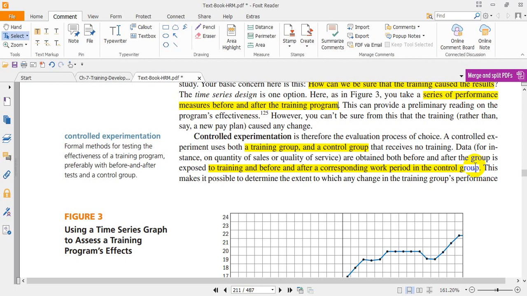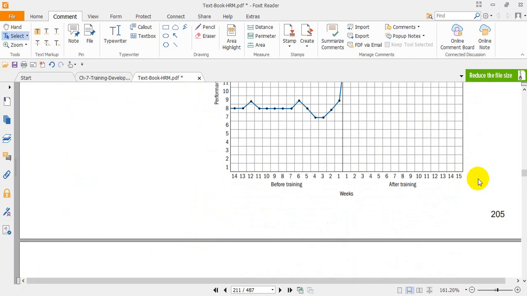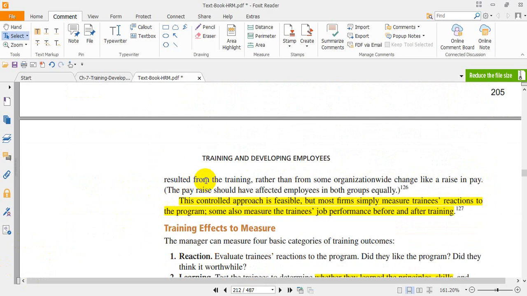and we collect data on both groups before and after the training. This makes it possible to determine the extent to which any change in the training group's performance resulted from the training rather than from an organization-wide change like a rise in pay. This controlled approach is feasible, but most firms simply measure trainees' reactions to the program. Some also measure the trainees' job performance before and after the training.